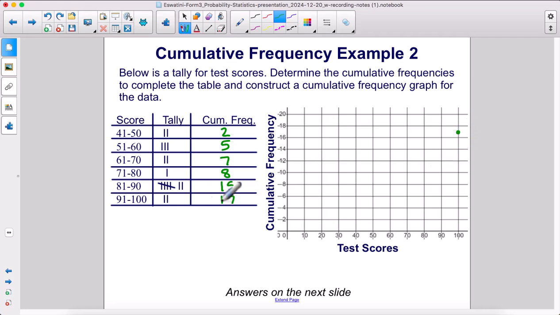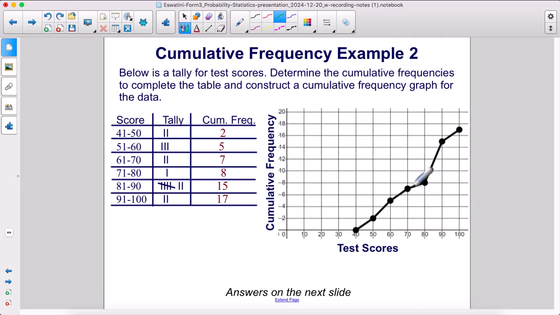Okay, and then for 90, we have 15. For 80, we have 8. I'm kind of going backwards, but I like going backwards. All right, 70, we have 7. 60, we have 5. And then 50, we have 2. And then for 40, we will start at 0. So it looks like this. And here you see the answer, this graph right there.